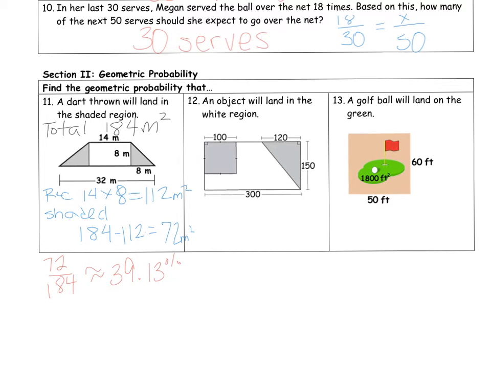For the second one, we want to know what's the probability that the object will land in the white region or the unshaded region. So the first thing we're going to do is we're going to deal with the rectangle, which is 300 times 150, which gives us 45,000.